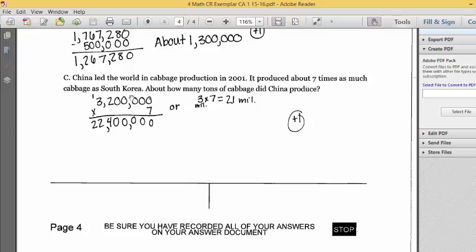So the amount grown in South Korea is 3,200,000, and to do 7 times they'll have to multiply by 7, but they may not feel comfortable multiplying by so many zeros, so they may add this several times. They may also round to 3 million to get 3 times 7 to be 21 million. So both of these should be counted as correct: 22,400,000 or 21 million. And again, there may be a few different ways that you see scholars solve this.